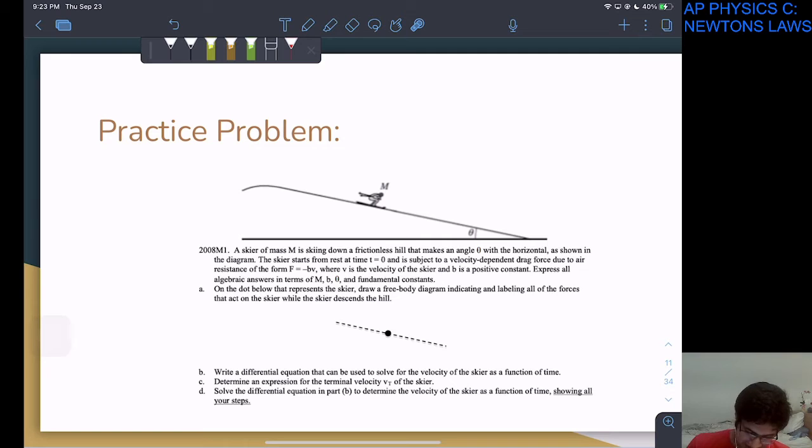Okay, so a few things to pick up here. Frictionless, angle theta with the horizontal. I'm seeing that the skier starts from rest at time t equal to 0. That's an initial condition to me. At time t equal to 0, the velocity is 0. And also there's an air resistance force that we have to keep in mind. Okay, so the dot below represents the skier. We're going to draw a free body diagram.